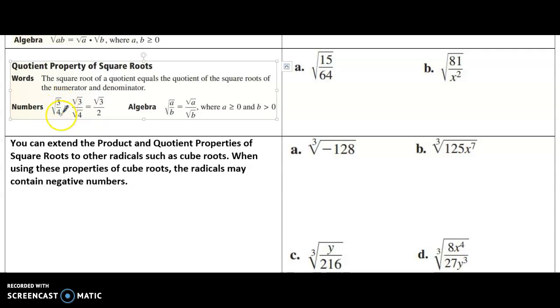Yep, that's a quotient because you're dividing. And you're taking the square root of the whole thing. That can be broken up into the square root of 3 over the square root of 4. Beautiful. I think we can do that.